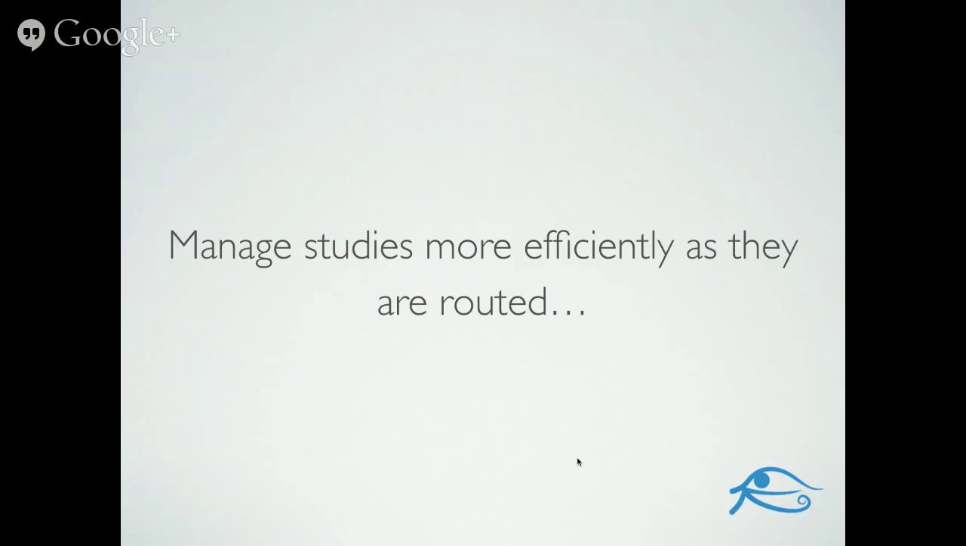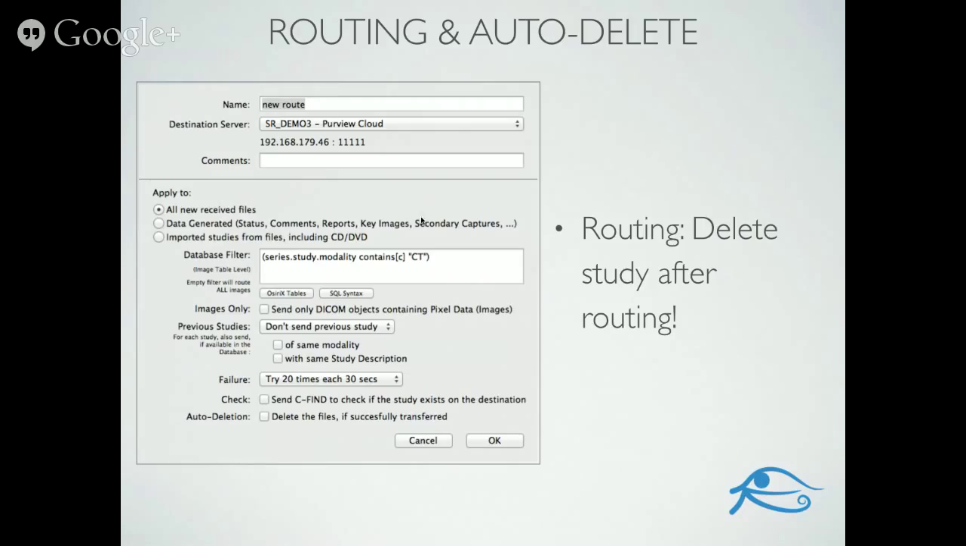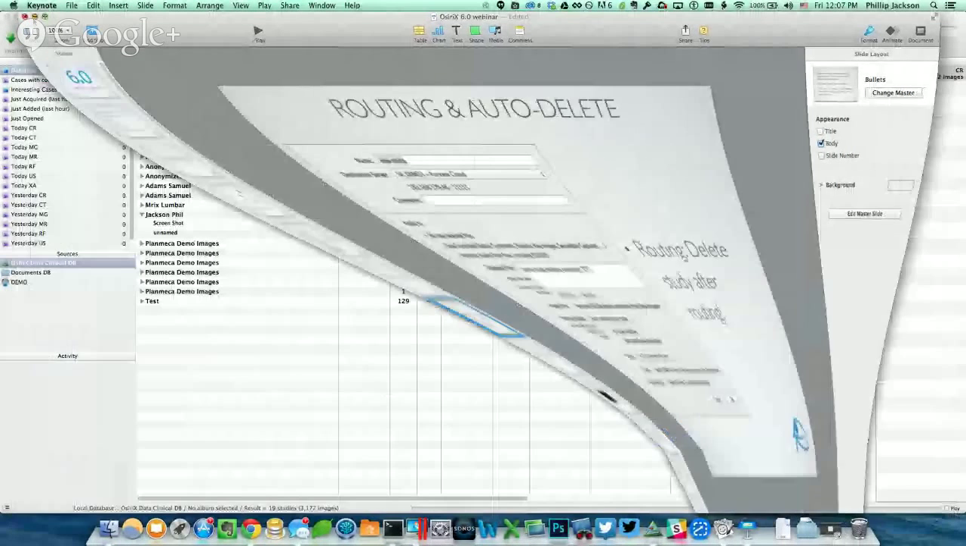And in the past, these image routers have become burdened by lots of imaging data that ends up residing on these routers. And we've been hopeful that someday the ability to delete studies after they're routed would be added to the OsiriX application. And in 6.0, this capability is now available. We want to take a look at that real quick, and we'll show you how to activate that.